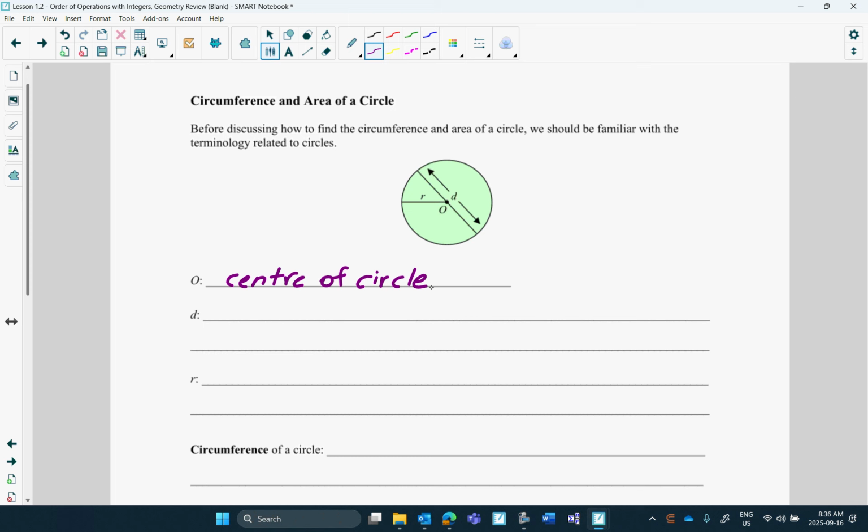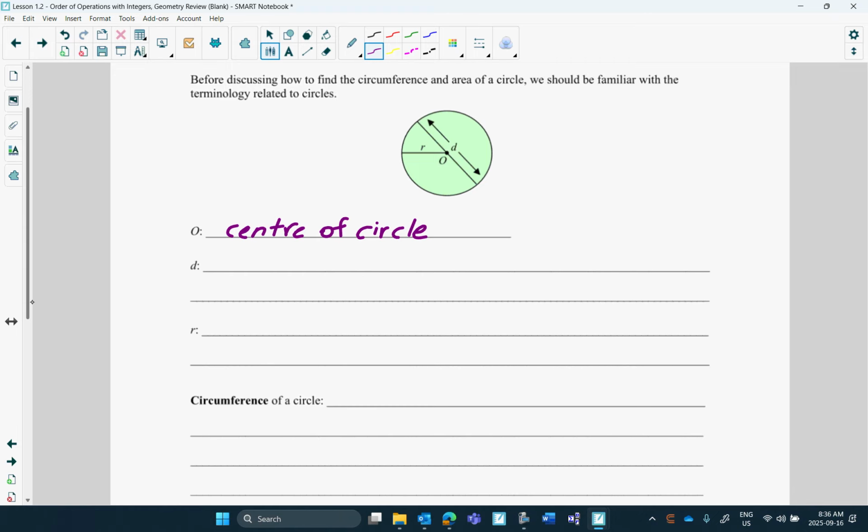What does D represent? Robbie? Diameter, right? And how would we define the diameter? You don't have to know these definitions, but it's a segment from one point to another point on the circle.